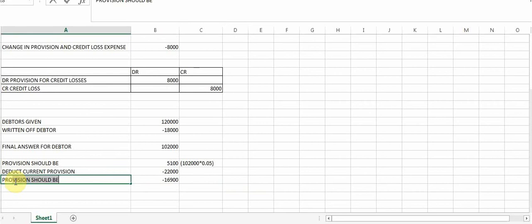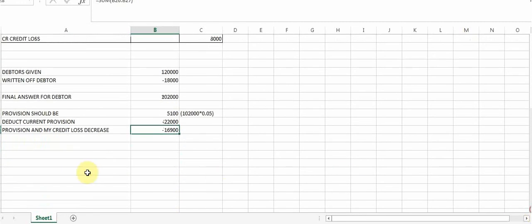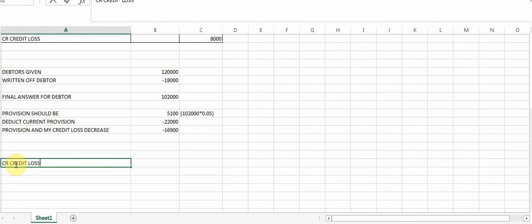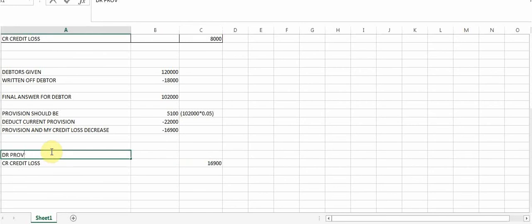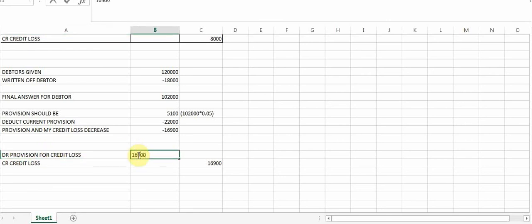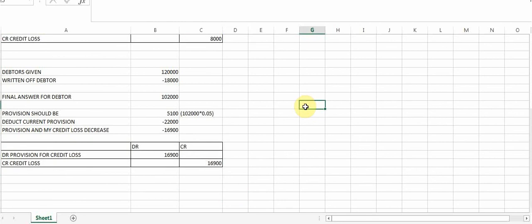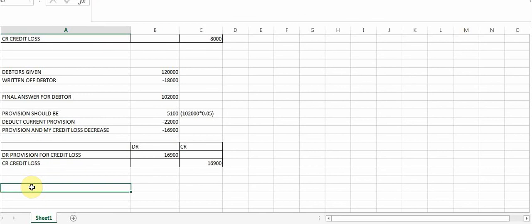So here, my provision and my credit loss will decrease because it gives me a negative answer. So if I decrease the expense, again I'm going to say credit the credit loss with 16,900 and then debit the provision for credit loss and also 16,900, debit side, credit side. So that is what that general journal entry would look like. In your calculations for your profit and loss statement, you would simply deduct 16,900 Rand from your credit loss expense that already exists.